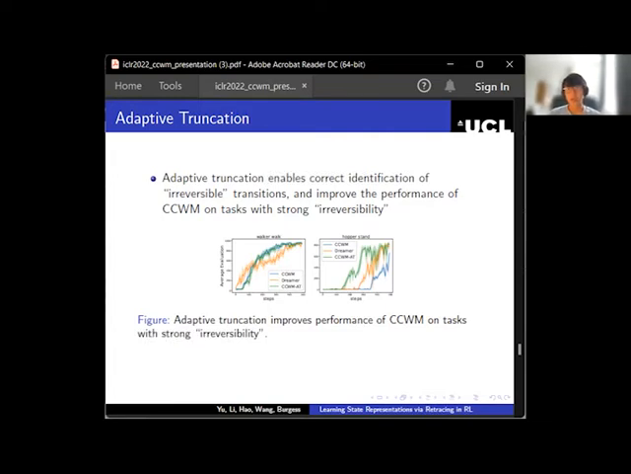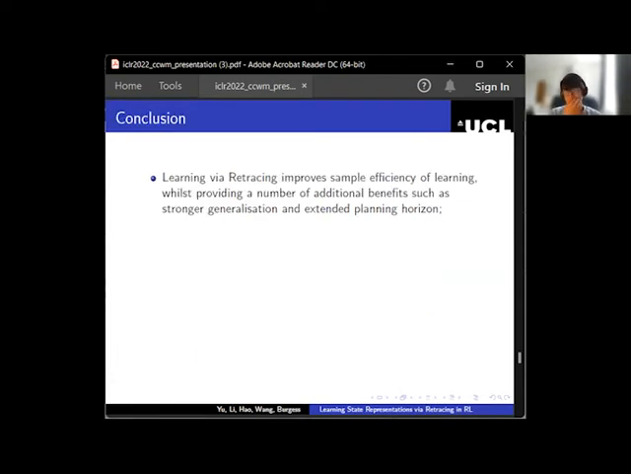And also we notice that on the less irreversible tasks, such as the Walker task, we do not observe noticeable performance improvement, which also coheres with our intuition. So in conclusion, we introduced learning via retracing. It's a new self-supervised, unsupervised representation learning method for RL tasks, which could improve the sample efficiency of learning whilst providing a number of additional benefits, such as stronger generalization and an extended planning horizon.